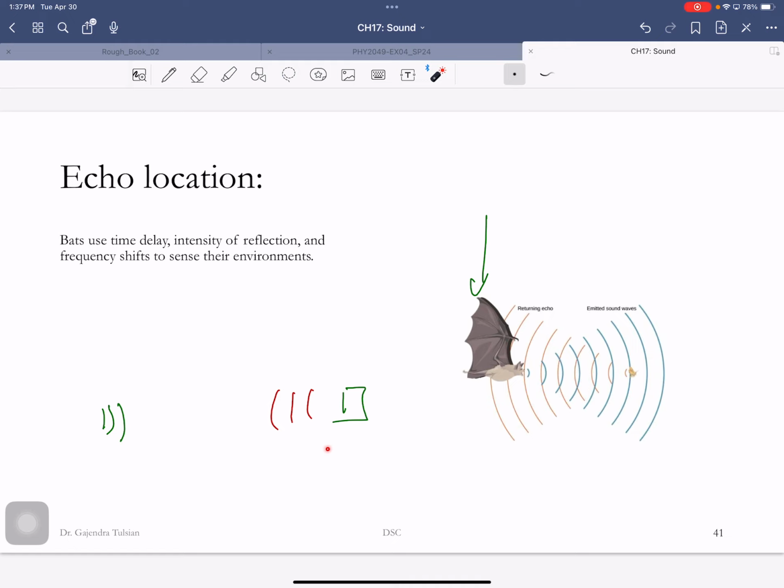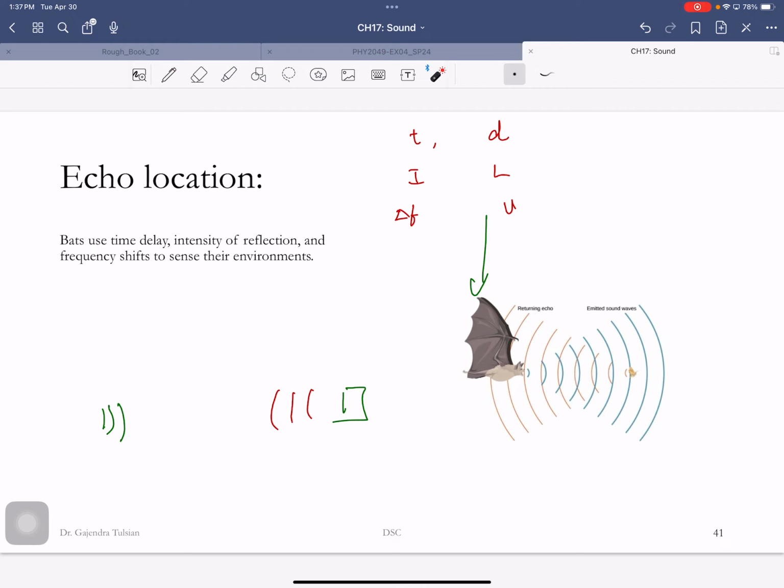The time delay tells you how far away the object is. Okay? So the time delay tells you how far the object is. The intensity tells you how large the object is. And the frequency difference tells you the velocity of the object. Okay?